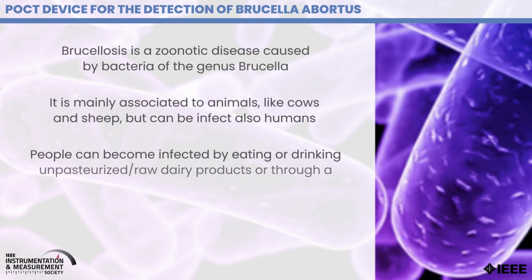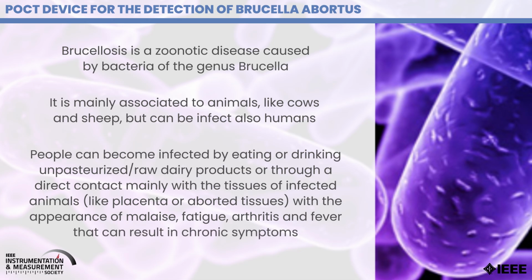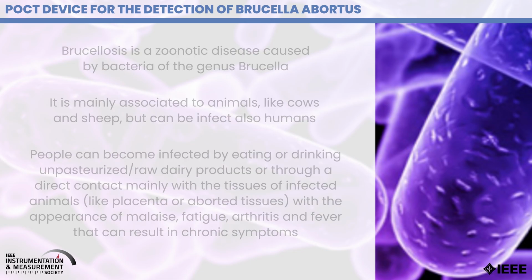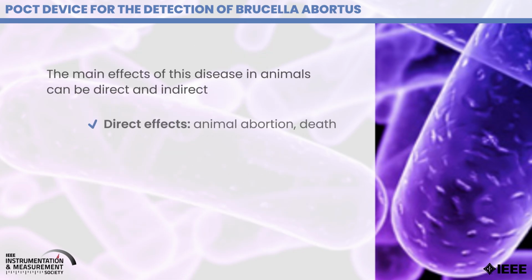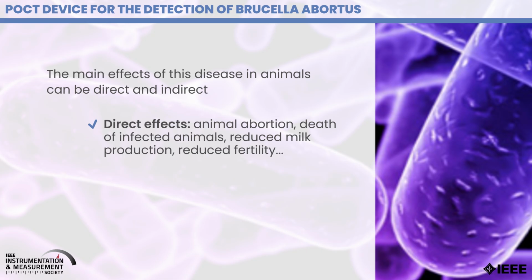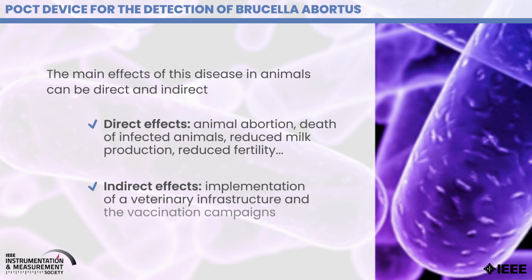An example of a POCT device for the detection of a bacterium is presented. The bacterium is Brucella abortus, which is a very common bacterium found with widespread diffusion in the zoonotic environment, and which is the cause of several animal diseases, such as in the case of cows or sheep. This bacterium causes two different kinds of effects, which can be distinguished into direct effects, such as animal abortion or death of infected animals, and indirect effects.